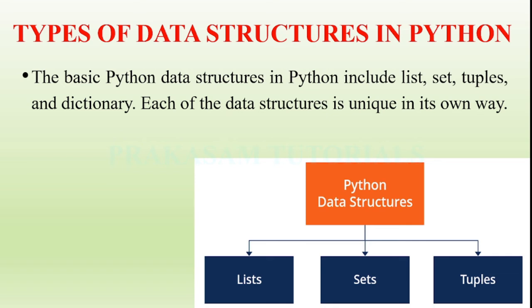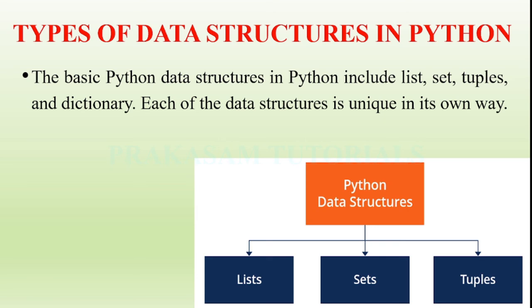A set is a collection which is unordered, unchangeable and unindexed, with no duplicate members. And dictionary. A dictionary is a collection which is ordered and changeable and has no duplicate members. So these are the definitions of list, tuple, dictionary and set. So now we are only covering the definitions, and in my next videos I will clearly explain the list concept, tuple concept, dictionary concept and set concept.